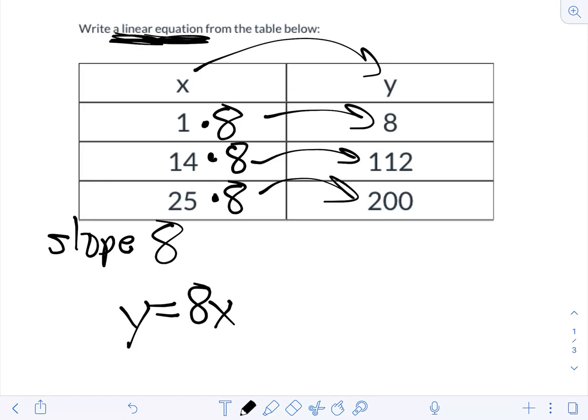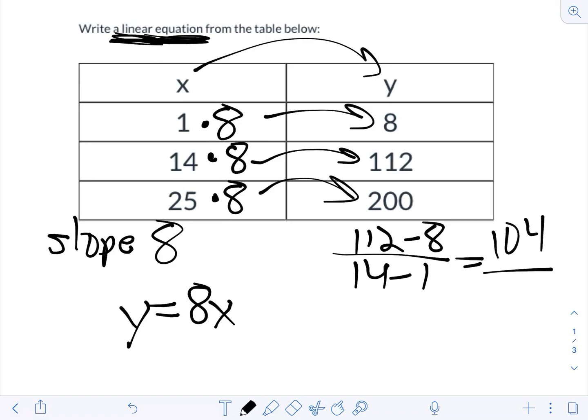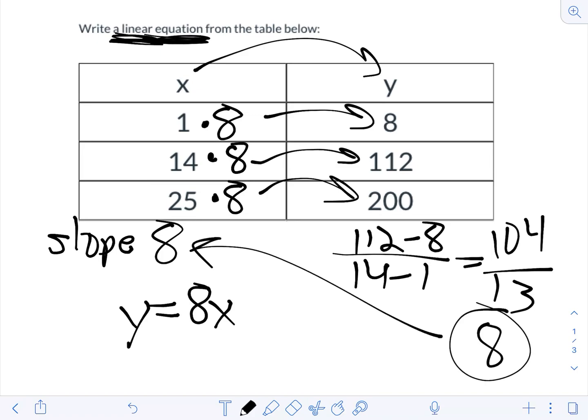Now remember, if you couldn't see that 1 times 8 is 8, or 14 times 8 is 112, you could always find the slope. And that's 112 minus 8 over 14 minus 1. No matter what, you would get the same answer. This would be 104 over 13. And good job, Elsa. That's a great B. And then when you divided those out, you would still get 8. That's the slope, and that's what you have to multiply 1 by to get 8.